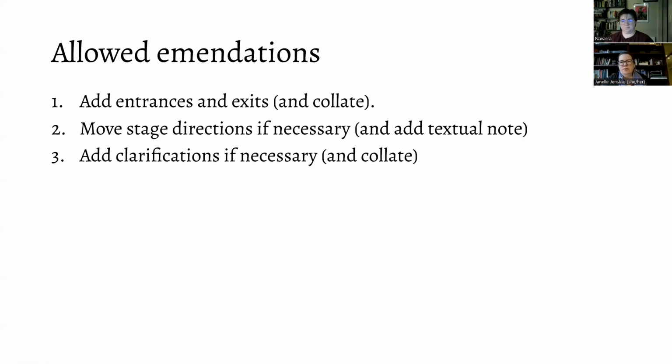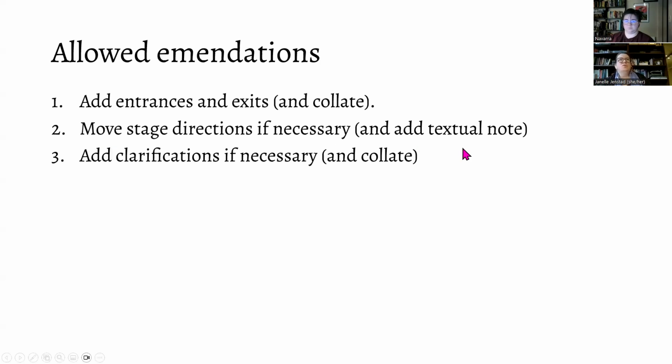You are allowed to amend stage directions in certain ways. So because of the need to get your characters on and off stage, you can add entrances and exits where they are necessary. And in that case, you would collate them. So if you've added an exit for a character and there wasn't an exit marked in the early text, then you would collate to indicate that that exit was not in the early text. If an editor before you chose to place that exit there, then you would also in your collation give credit to the editor who put an exit for that character at that point.